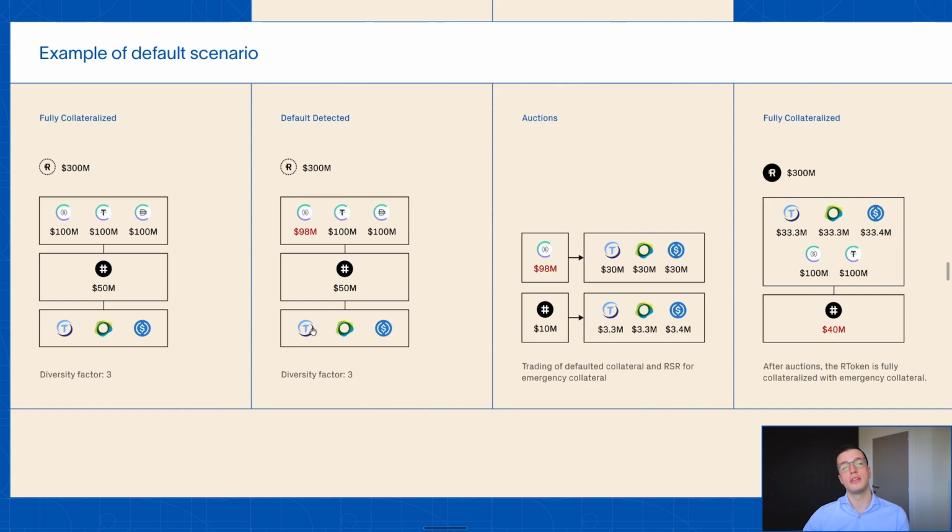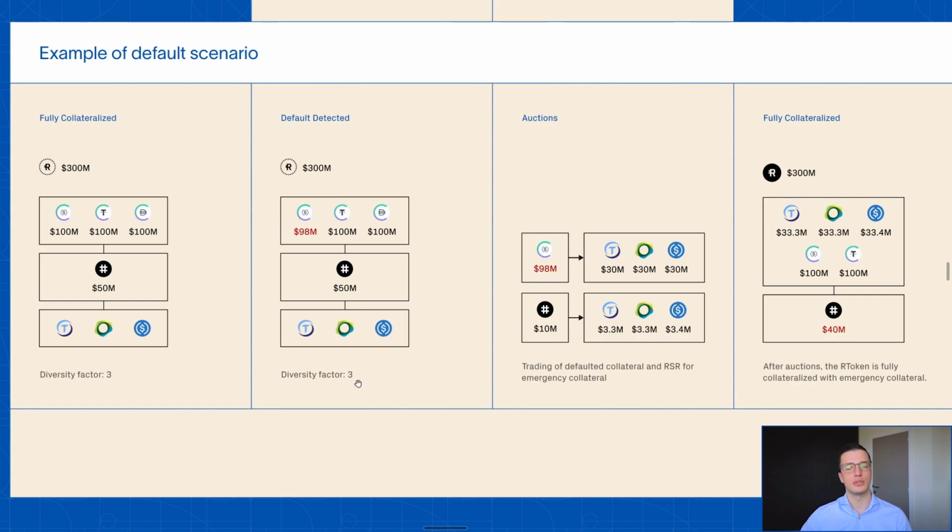Okay, so we've detected a default. At this point, the Reserve protocol wants to protect the RToken holders itself, and so it's going to take some actions. What is it going to do? It's going to launch auctions. In these auctions, it's going to do two things. It is going to trade out that $98 million worth of cUSDC for those emergency collateral tokens.